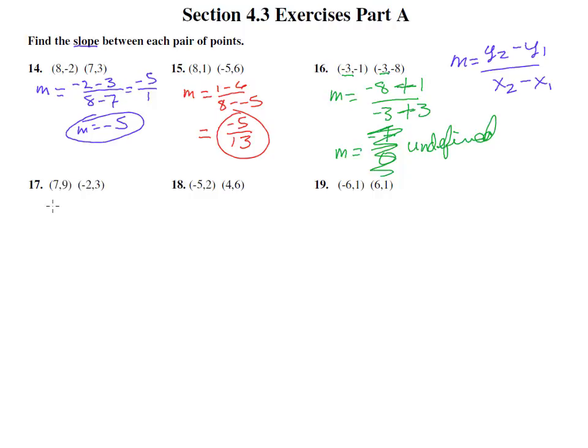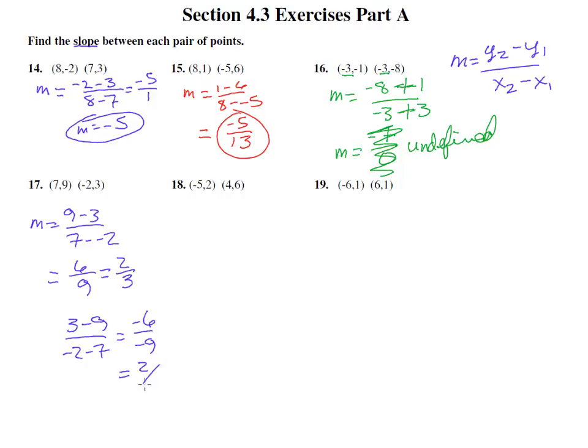Number 17. 9, negative 2, 3. So the slope will do 9 minus 3 over 7 minus that negative 2. So y minus y over x minus x. And that gives us 6 over 7 plus 2 is 9, which reduces down to 2/3. And just for good measure, let's double check that we will get the same thing if we subtract the other way. 3 minus 9, that's a negative 6. And negative 2 minus 7, negative 6 over negative 9. The negatives cancel and we still get 2/3.